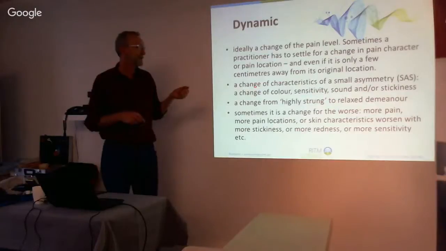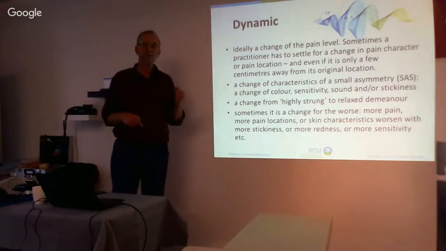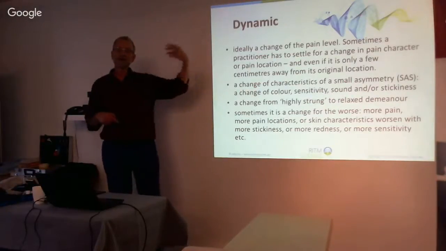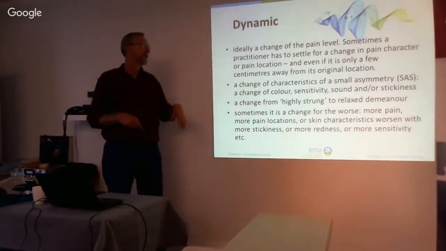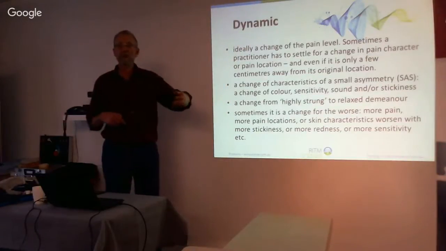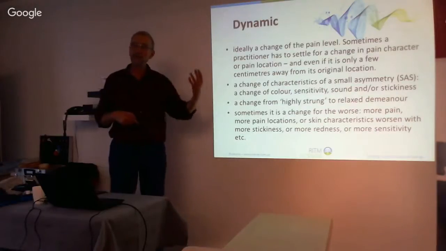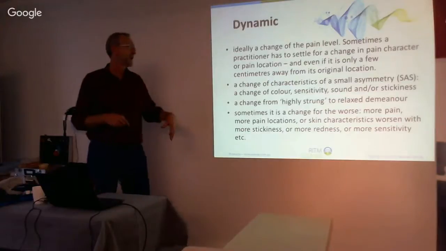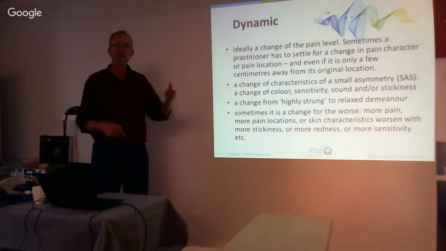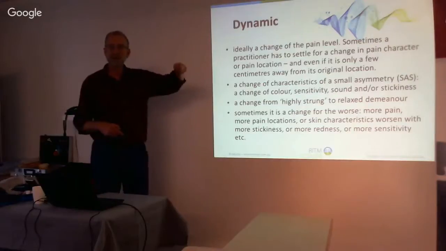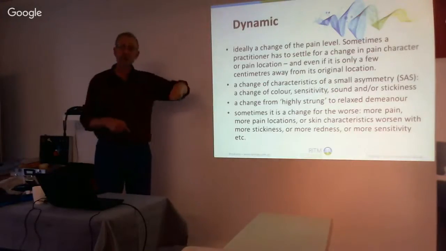We want to change the characteristics of a small asymmetry. So if it was a dark red spot, we want to have it paling up again after the treatment. Or if it was a pale spot, we want to actually get the normal color back to it. We want a change of sensitivity and sound and stickiness. So once we got stuck in a place there at the beginning of the treatment, after the treatment it should go much easier.